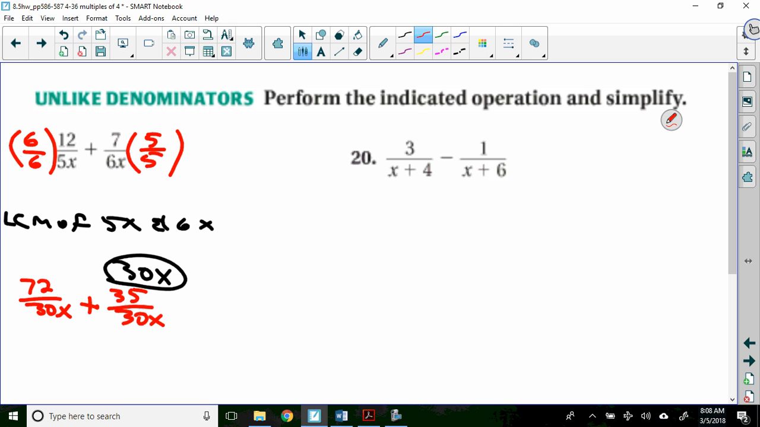72 plus 35, is that 107? So we get 107 over 30x. And that's it. That's your answer to number 16. I think I saw a couple people who had that. Nice job in getting that one.